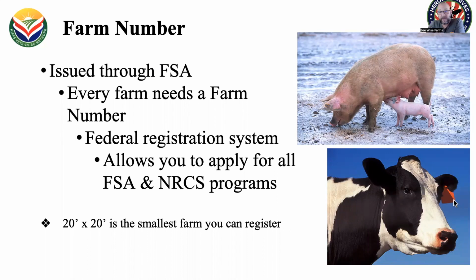Now, if you're a small scale farmer, you may be thinking, well, I'm only farming an acre. That is still a farm, and it can still be issued a farm number. In fact, the smallest farm that you can get a farm number issued for is a 20 by 20 space. That's 400 square feet. That's most of your backyards, that you can literally register as a farm, so that you can start taking part in some of the USDA programs that are available to you.